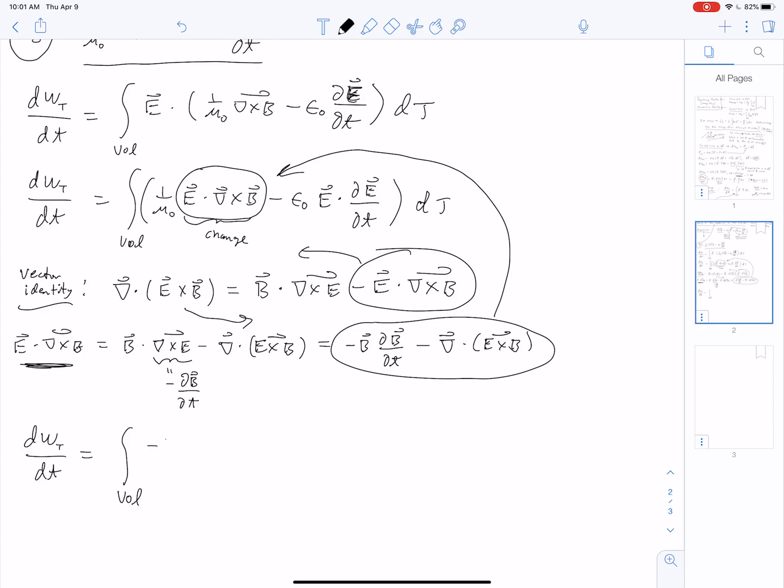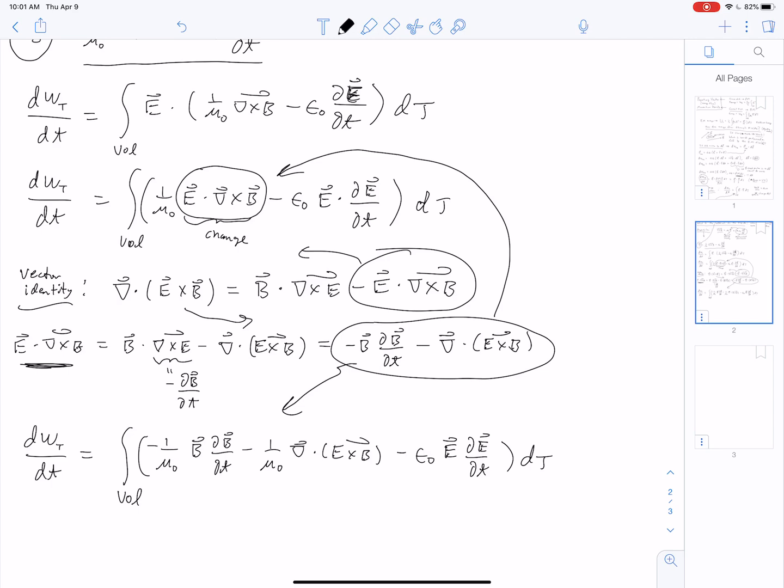It's going to be minus 1 over mu naught B times dB dt, minus 1 over mu naught times del dot E cross B. And that's just coming from this, so it should look familiar. But now I have that last term, which is minus epsilon naught E times dE dt. And this whole thing is integrated over volume.